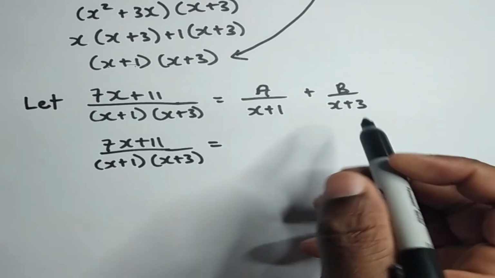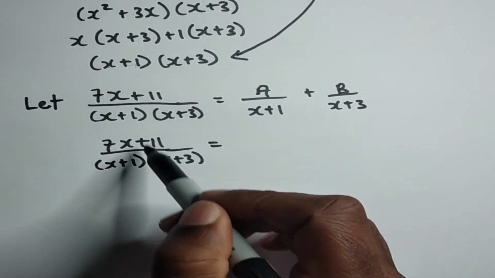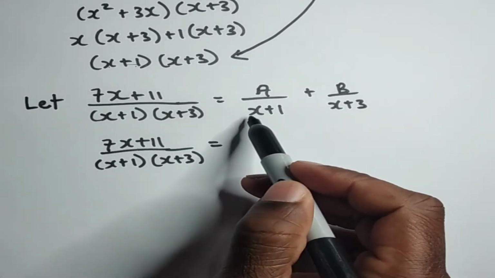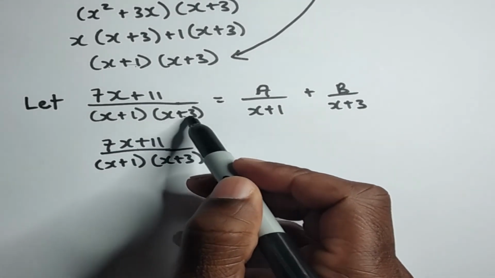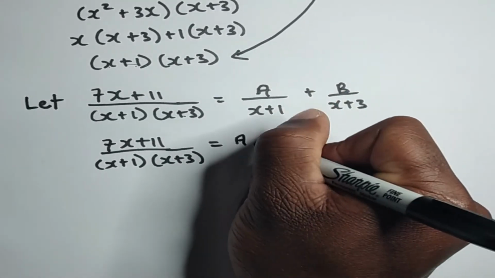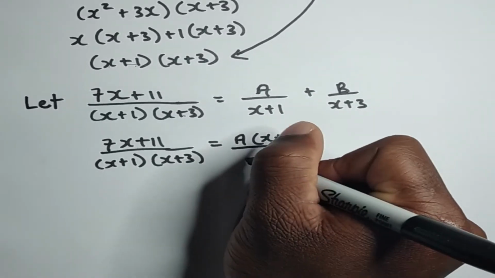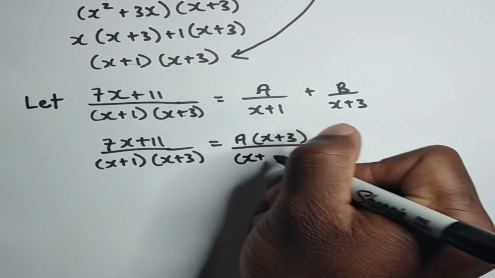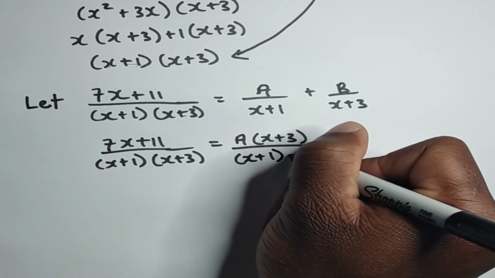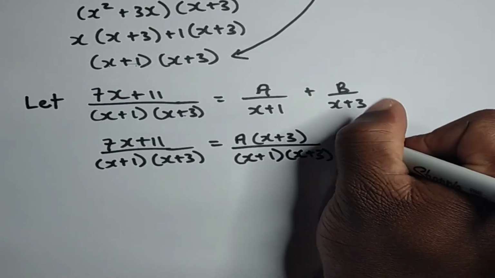Now if I want to make this have the same denominator as the other side, we have the x + 1, but we don't have the x + 3. If I multiply the denominator by x + 3, then I need to do the same thing in the numerator. So I multiply the numerator by x + 3, and I multiply the denominator by x + 3 also.